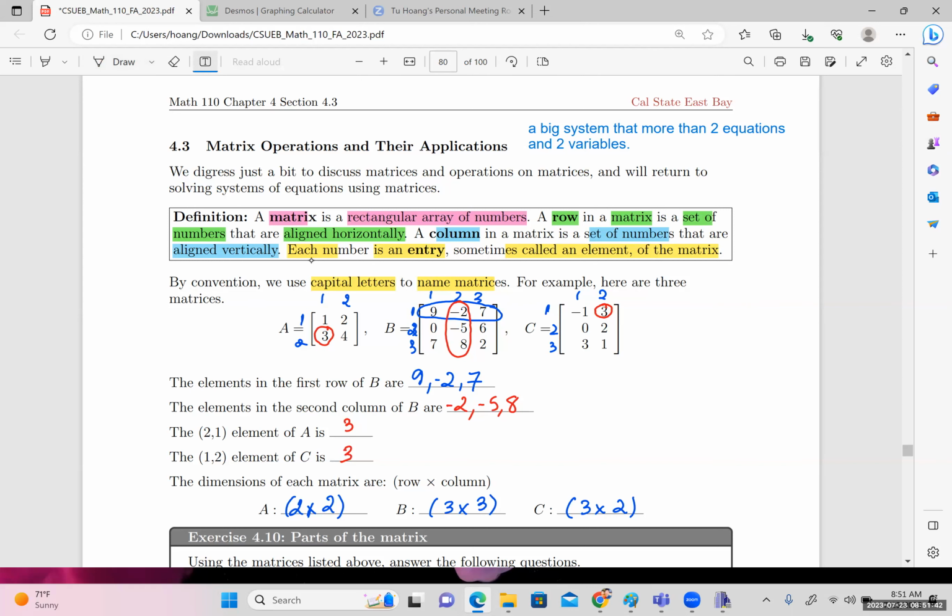So let me type in here, second row and first column, right? Keep in mind that the first number is the row and the second number is the column, right? So okay, the next one will be first row, second column.